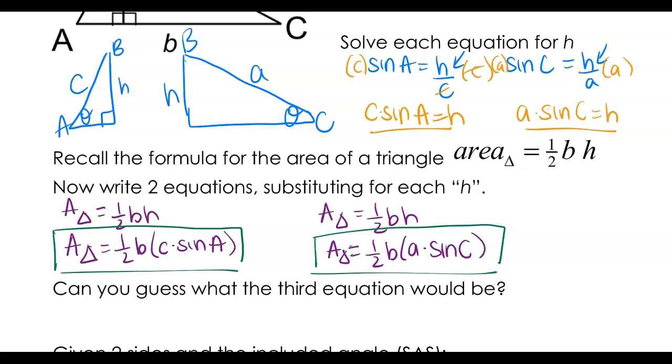Well, based on the two area formulas that I have, B and C for referencing big angle A, and then I have lowercase b, lowercase a, and this time I'm referencing angle C as my theta. What is the third equation probably going to be?